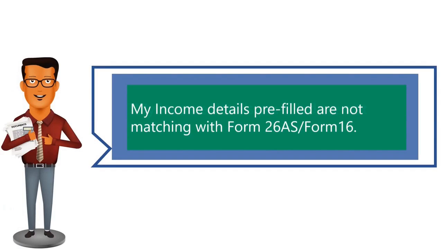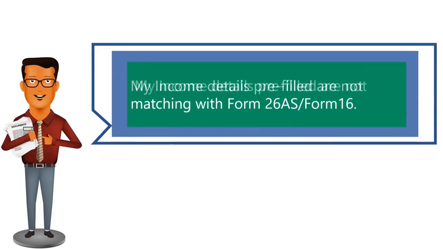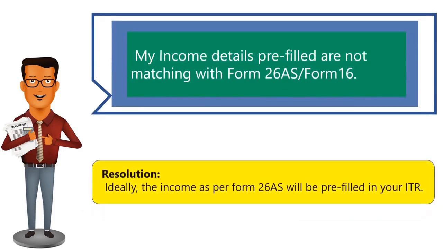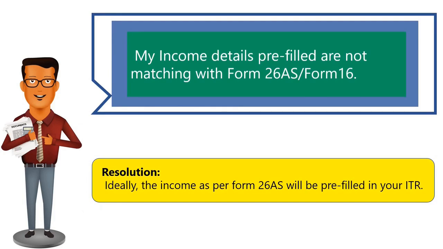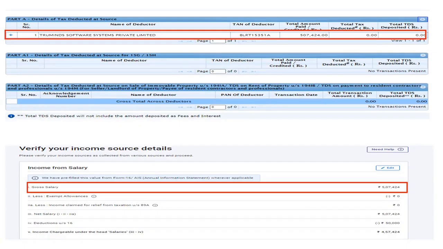Another query which is regularly received from the taxpayers is that the income details pre-filled in the income tax return are not matching with Form 26AS or Form 16. Ideally, your income should be as per your 26AS only. It may be checked from Form 26AS. As you go to your Form 26AS, you will see the total amount which has been paid or credited in your account. Ideally, the same should be pre-filled in your income tax return under the relevant source.